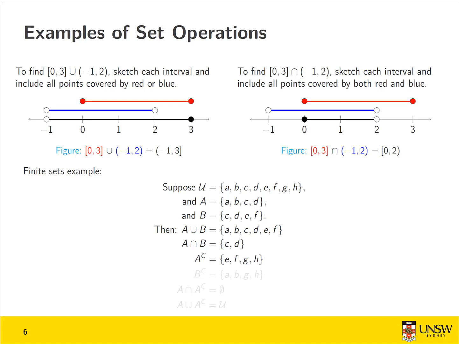To find the complement of A, we list all elements in U that are not in A. Here, the complement of A is the set E, F, G, H. Similarly, the complement of B is the set A, B, G, H. Notice that the intersection of A and A's complement is the empty set, while the union of A and A's complement is the universal set. This makes sense based on their definitions and is always true in general.